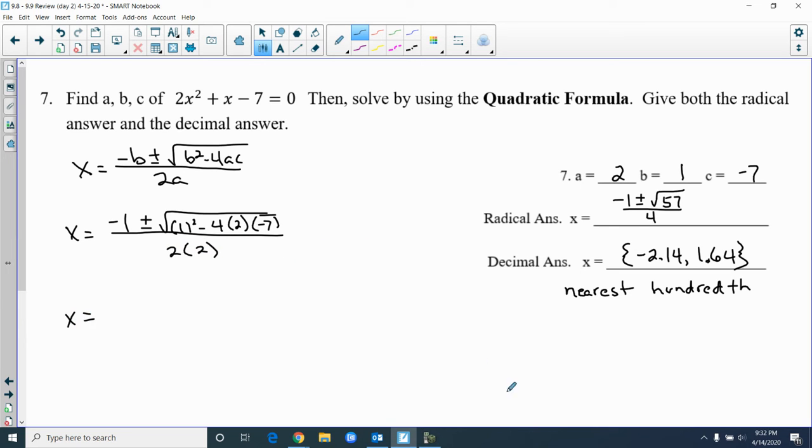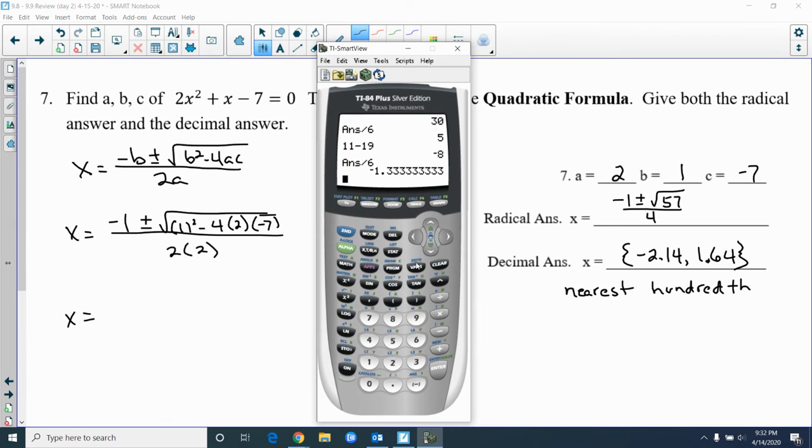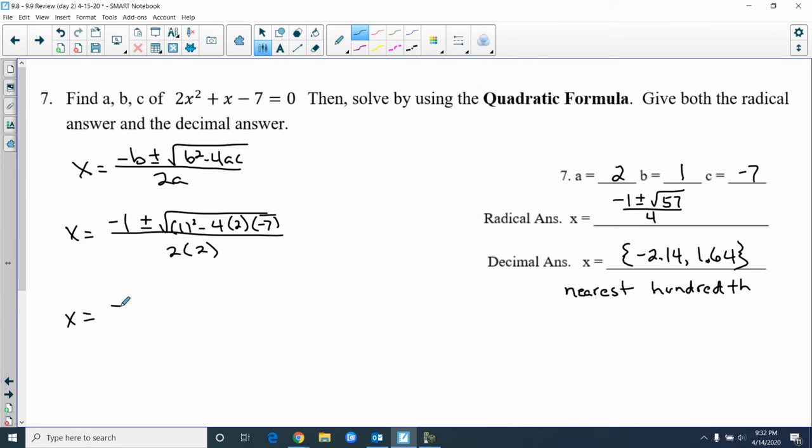All right, we want to see what's underneath the radical. 1 squared. If it's not a negative, you don't need parentheses, but parentheses absolutely never hurt. 1 squared minus 4 times 2 times negative 7. You get 57. So I got negative 1 plus or minus square root of 57 divided by 4.